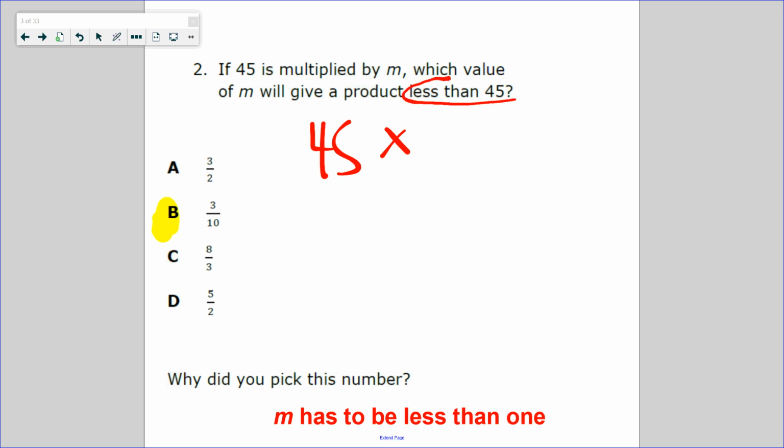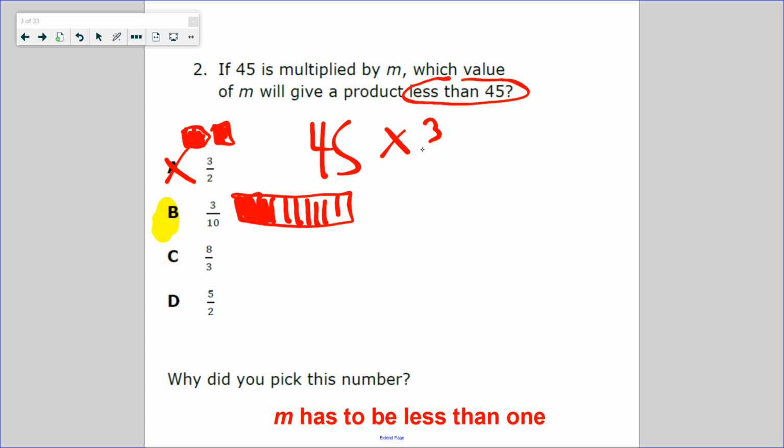Number 2, if 45 is multiplied by m, which is one of these numbers, which value will give me a product that's less than 45? Let's think about it. If I multiply by 3 halves, here's a half. That is more than 1 whole. That will give you more than you need. If you multiply by 3/10, 1, 2, 3, 4, 5, 6, 7, 8, that is finding part of the answer. B must be the answer. This is more than a whole, and this is more than a whole.